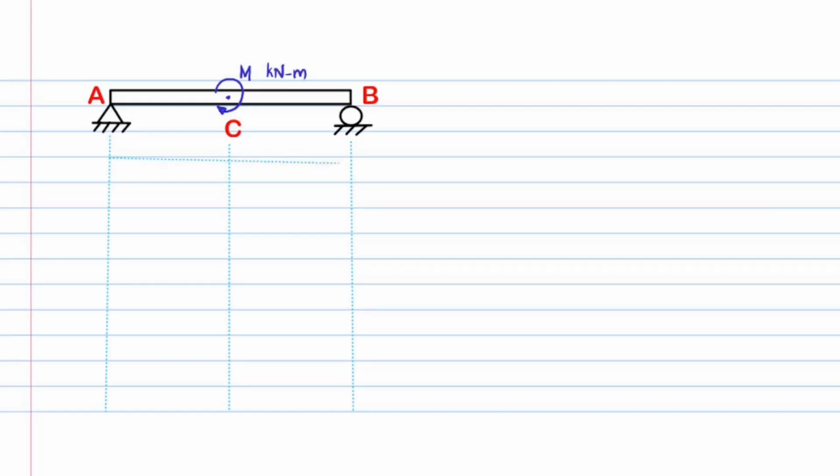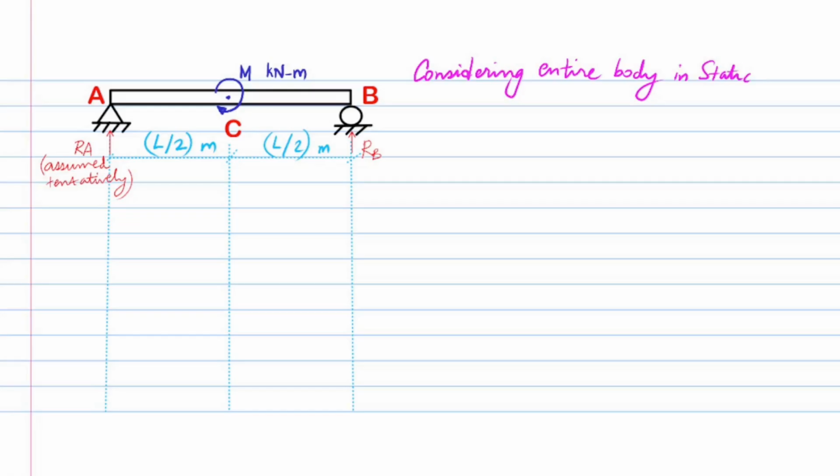The projections from these key points are dropped and the lengths are dimensioned. To find the unknown reactions at the supports, we assume RA and RB to act vertically upwards tentatively. Now, considering the entire body in static equilibrium, summation of forces in vertical y direction, that is RA plus RB equals 0. Let us label it as 1 for later reference. Also, summation of moments say about end B equals 0, that is L times RA plus M equals 0, since both produce sagging moments about B.